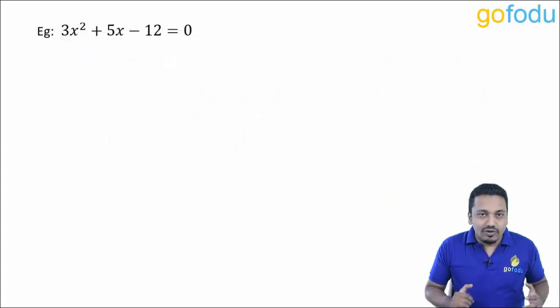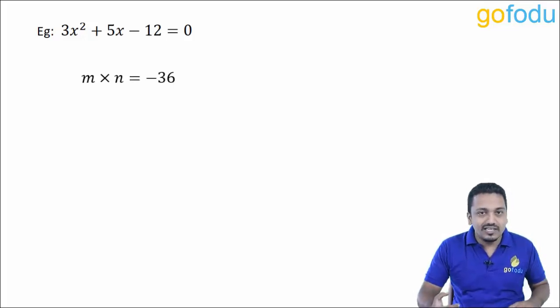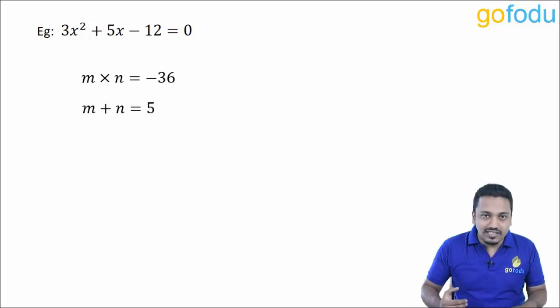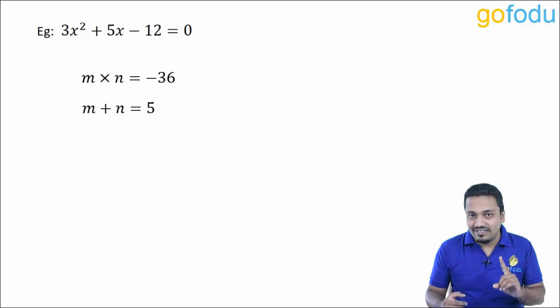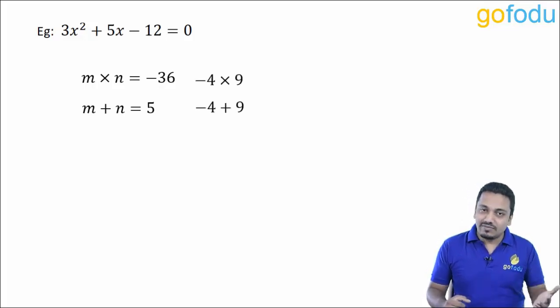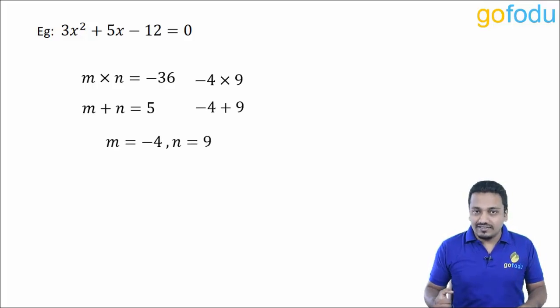3 into minus 12 is minus 36. Think of two numbers m and n whose product is minus 36 and sum is 5. 4 into 9 gives us 36, but the sum should be 5. So we will take minus 4 and 9. M is minus 4 and n is 9.